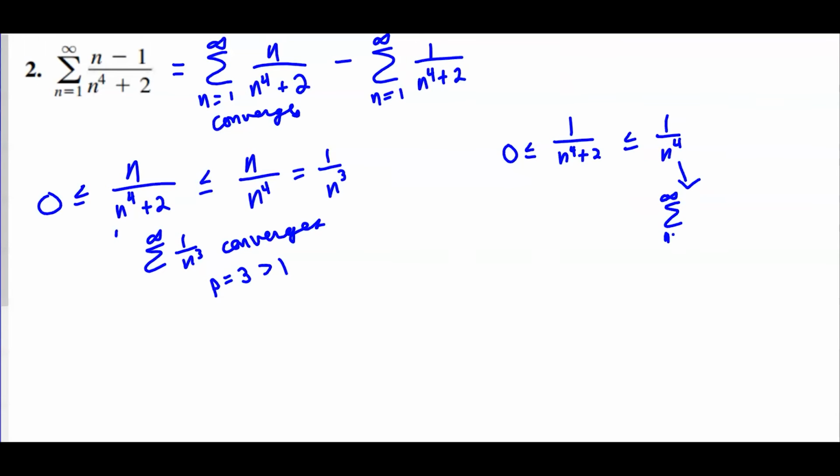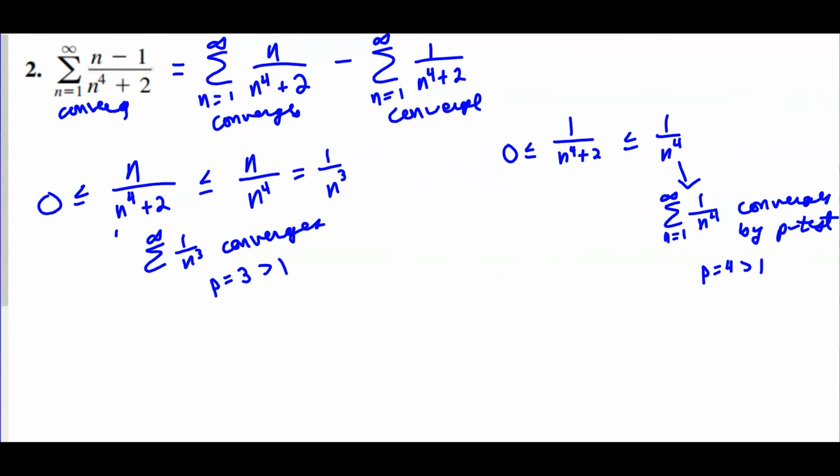The series 1 over n to the fourth converges by the p-test, right? P is equal to 4, and 4 is bigger than 1. So it converges. So both of these converge. So this guy converges. Again, we're not finding the sum. We just want to know, does it converge or not?